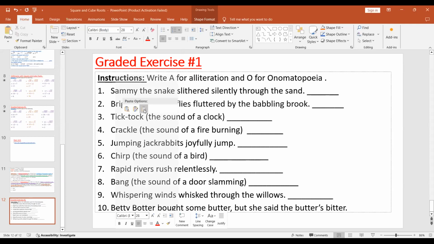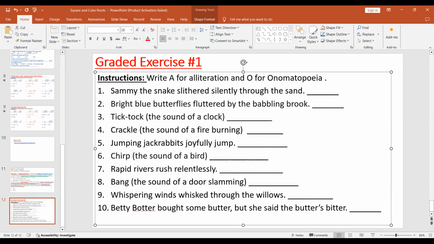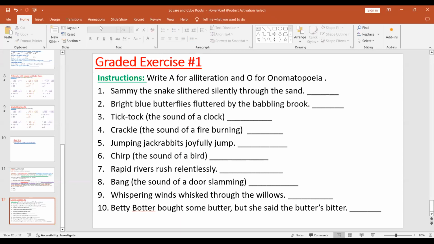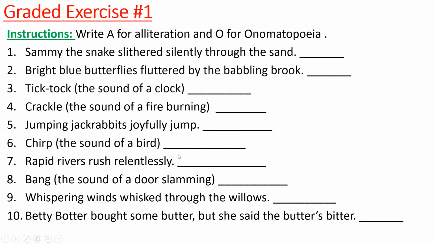I like this one. This one says, Betty Butter bought some butter, but she says butter's bitter. Kind of cool. All right, we have 10 of them. Now, what letter are you going to write for alliteration? A. And what letter are you going to write for onomatopoeia? O. Very good.